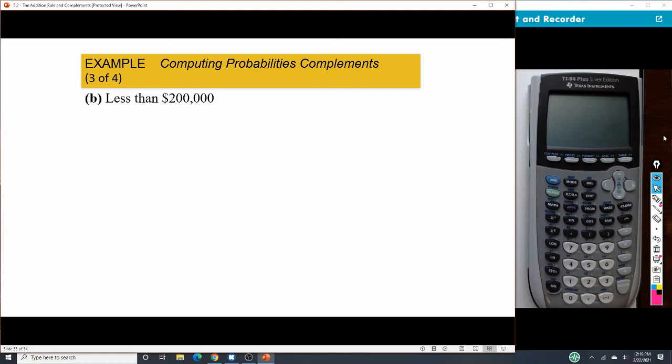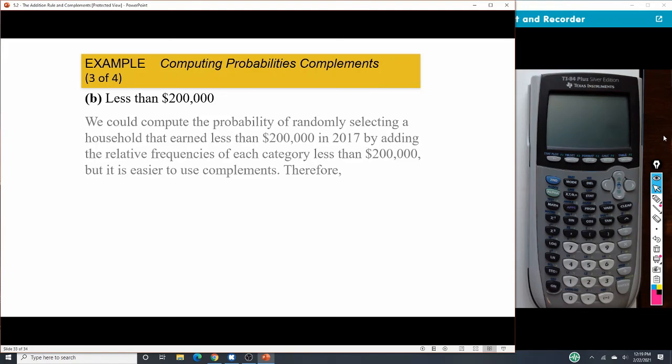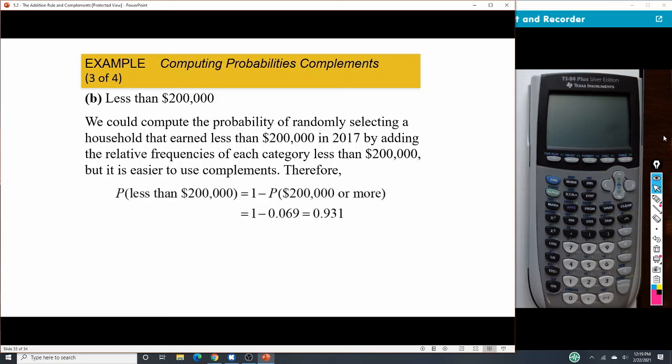Okay, now what about less than $200,000? Well, instead of going back and adding all the other numbers, we can just simply subtract because we know how many people made 200,000 or more, and so we just do 1 minus that because it's its complement. That's what the less than means there with that. Okay, so we could just subtract that off, and we would expect 0.931 with those. So 93% of the households earn less than $200,000.